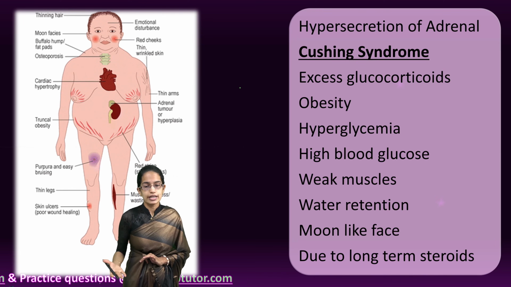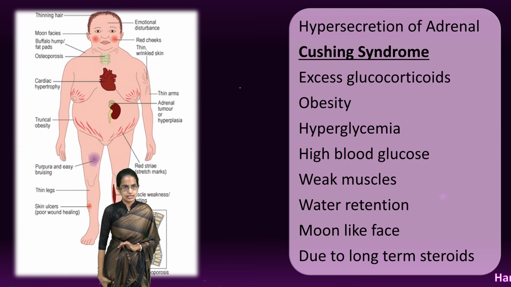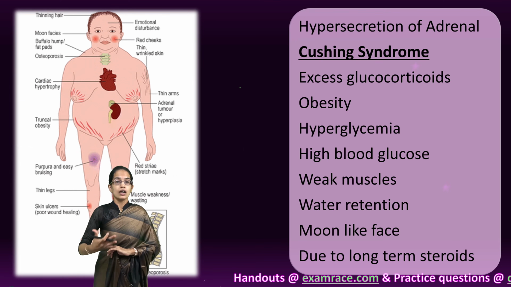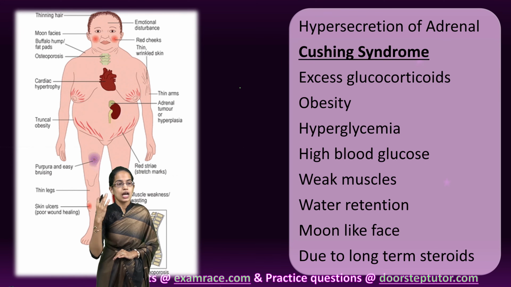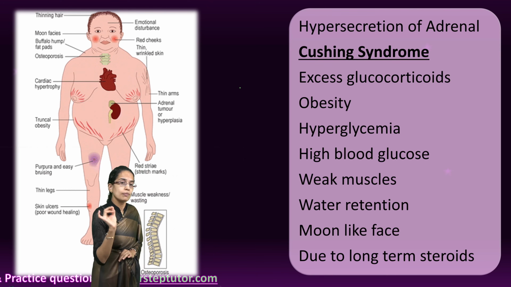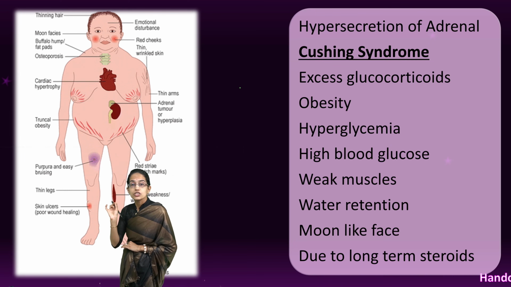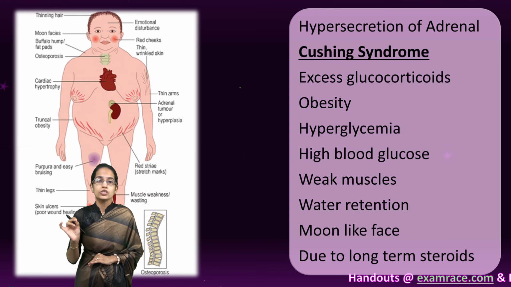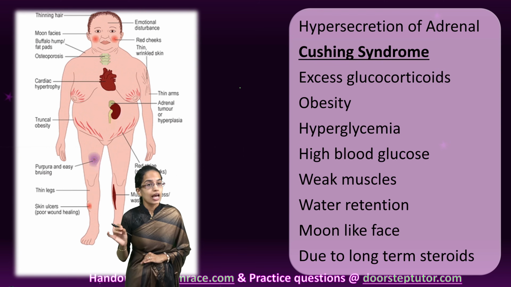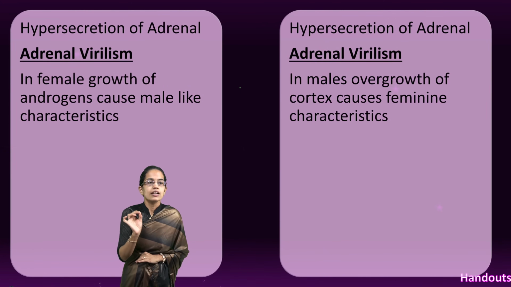More of the sugar levels in the blood. This would be responsible for thin arms and thin legs. So as you can see in the picture, weak muscles, thin arms and thin legs but heavy body and moon-shaped face are some of the typical symptoms of Cushing syndrome. And one of the major reasons for this Cushing syndrome is a long-term use of steroids. A long-term use of steroids can lead to Cushing syndrome, and therefore limited use of steroids has been recommended even in the COVID times.